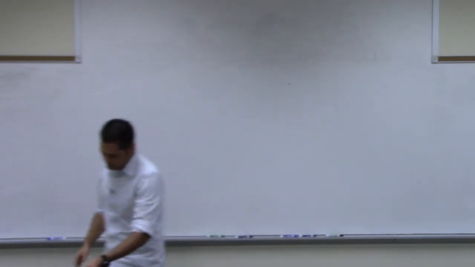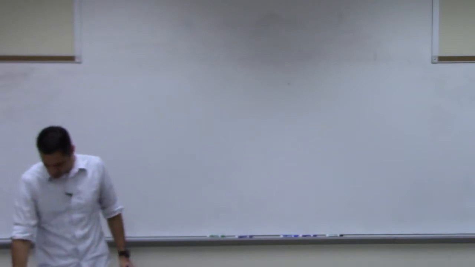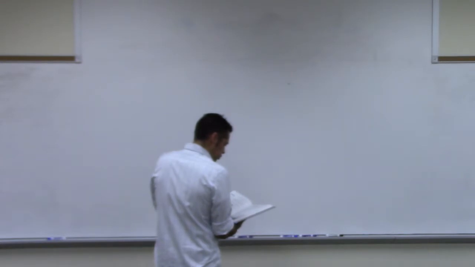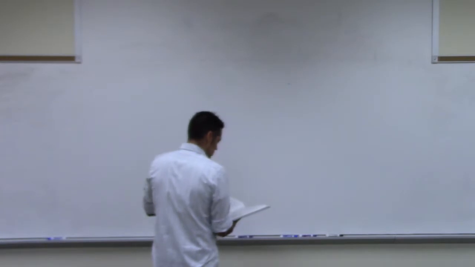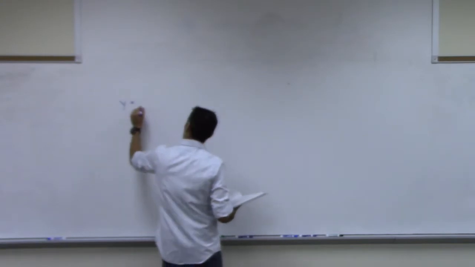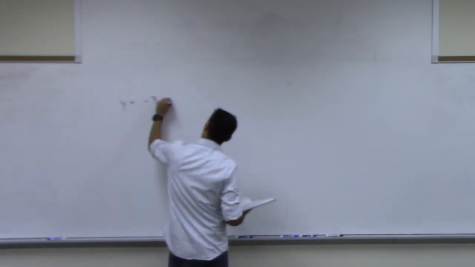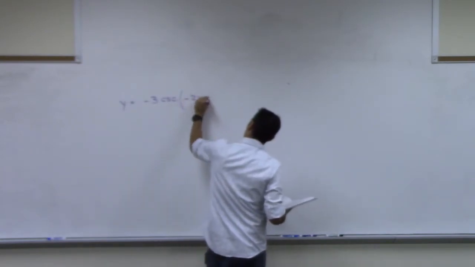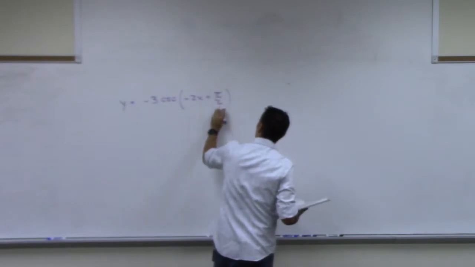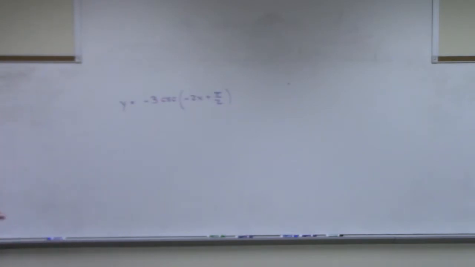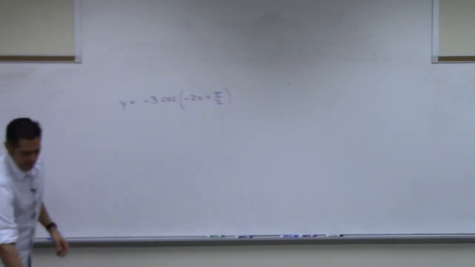Okay, so let's do this. Graph y equals -3 cosecant of -2x plus pi over 2. And I will not give you an up and down shift. I'm just going to give you a phase shift and a change in your period. Otherwise, the rest of it's there.